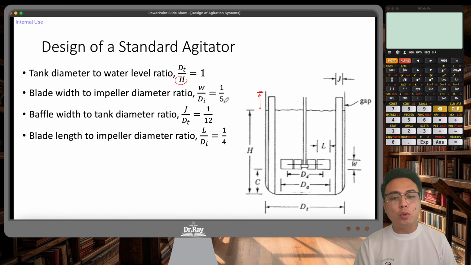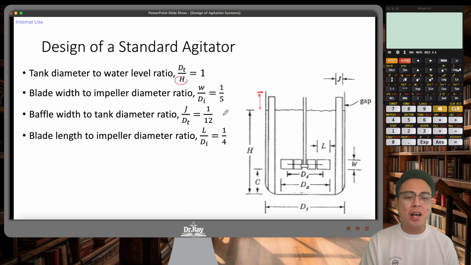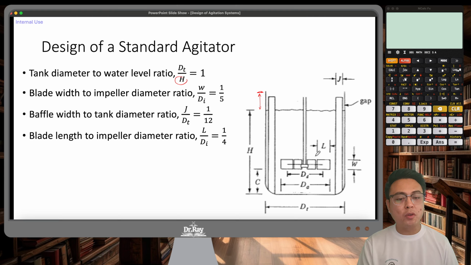Usually we set it to 1/5. Some designs have set this to 1/8. You would see later what's the difference between 1/5 and 1/8 once we start discussing how much power this consumes. Because this ratio right here very much has an effect on the power requirement of this impeller to stir.